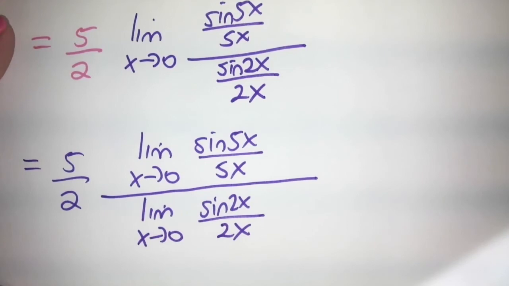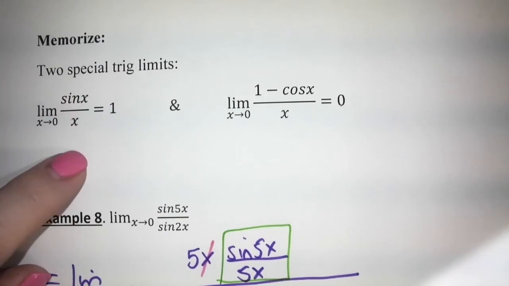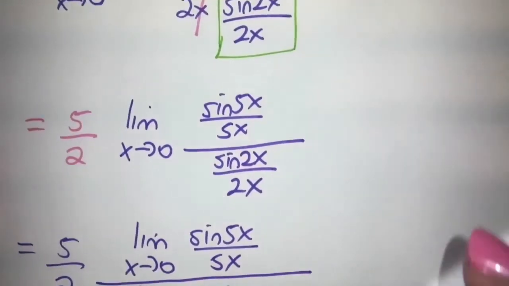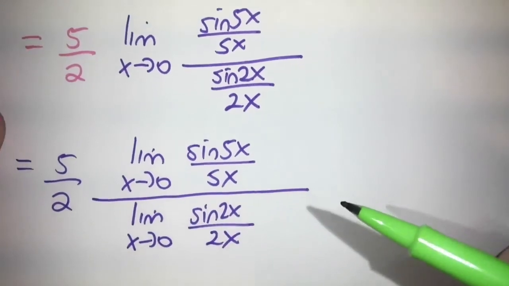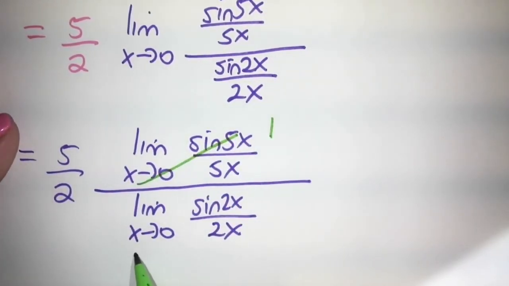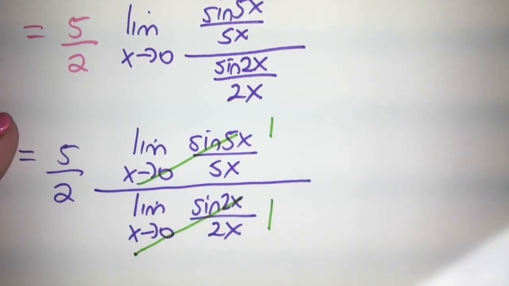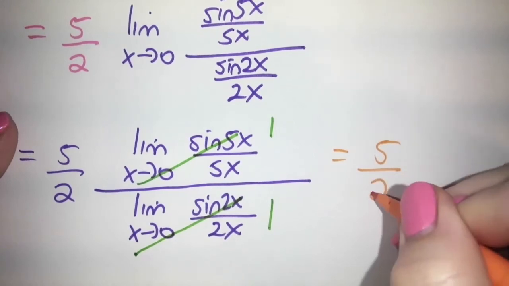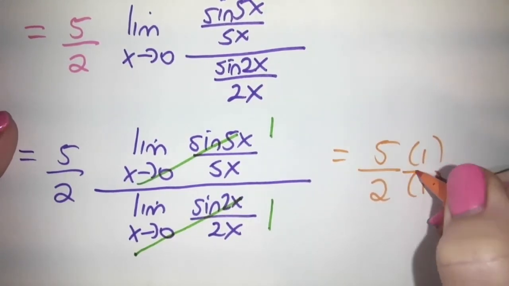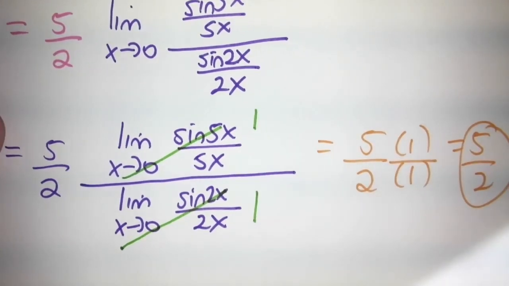And so now if you look at the top of your page, those two special limits that you wrote down: the limit as x approaches 0 of sine x over x is 1. That means also the limit as x approaches 0 of sine 5x over 5x is 1, and the limit as x approaches 0 of sine 2x over 2x is 1. And so our final answer here will just be 5 halves times 1 over 1. So our final answer is just 5 halves, and that would be the limit.